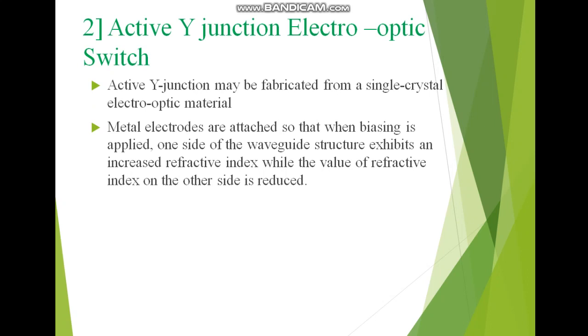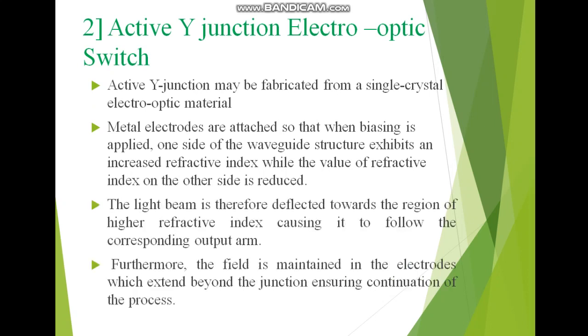See, we are applying biasing due to which the refractive index profile changes. So what happens? The light beam is deflected towards the region of higher refractive index, causing it to follow the corresponding output arm. So depending on the higher refractive index region, the beam will follow that path.